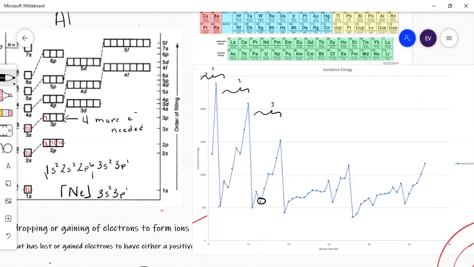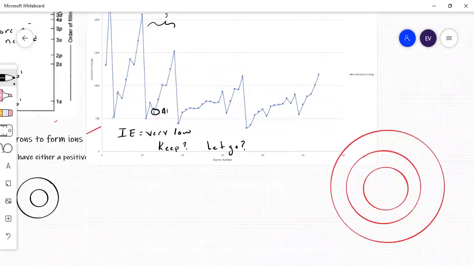All right. So right off the bat, what do we see about the ionization energy of aluminum? Well, ionization energy, I'm going to abbreviate that as IE, right? Ionization energy is very low. So if it's very low, is it trying to keep or let go of electrons? That's the question you have to ask yourself. If the ionization energy is really low, and you still need more electrons, what is aluminum going to do? So let's take a look.